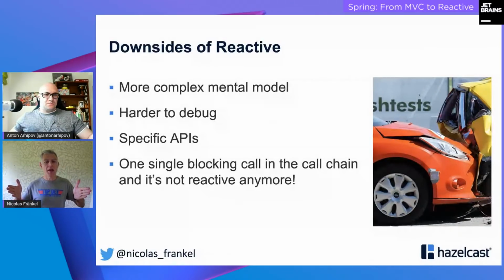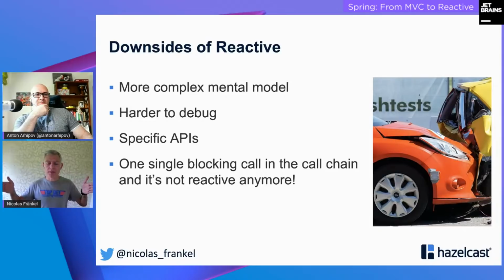Also, if you have one call chain and you want it to be reactive, then every link in the chain must be reactive. As soon as you've got one blocking call in the middle or anywhere, then your chain is not reactive anymore. So you will gain a bit, but actually you won't gain as much as expected.